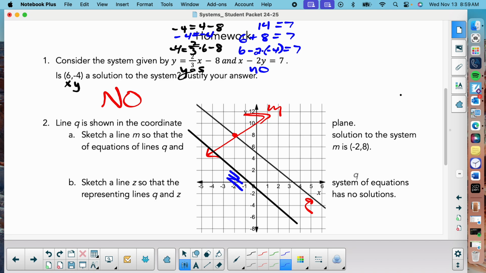If they cross once, there's one common solution. If they never cross, if they're parallel, then there are no common solutions. And if they are on top of each other, they have a lot of common solutions, so an infinite number.